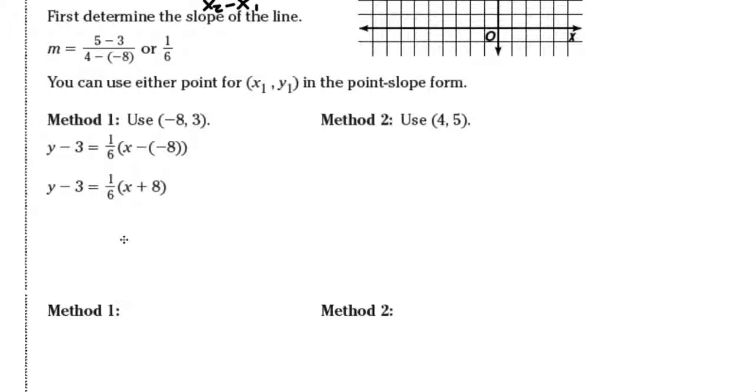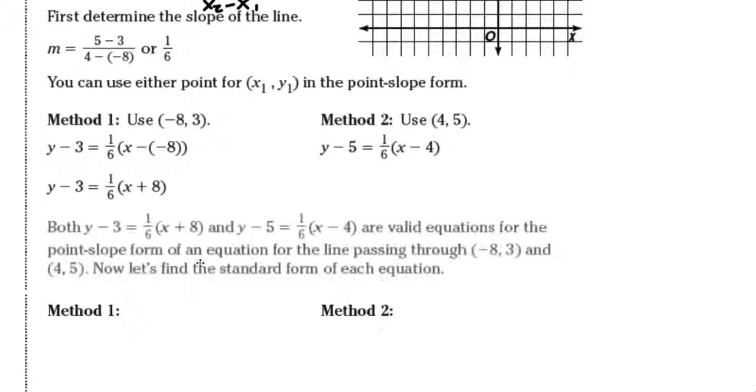Okay, and in method 2, since it's straightforward, they're both positive, simply substitute the slope and x sub 1, y sub 1. You have y minus 5 is equal to 1/6 times x minus 4. Okay, so both y minus 3 equals 1/6 times x plus 8 and y minus 5 is equal to 1/6 times the quantity x minus 4 are valid equations for the point slope form of an equation of a line passing through negative 8, 3, and 4, 5.